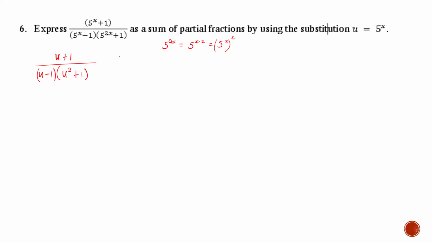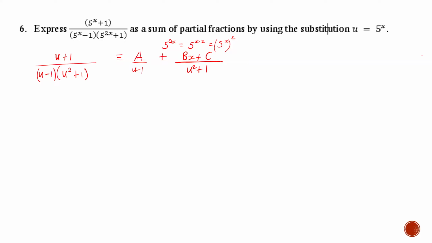Now, to express this as a sum of partial fractions, we have a linear factor in the denominator, and for the second one, we have a quadratic factor, and this cannot be further factorized as long as we're considering real factors. So this numerator here would be bu plus c. So we have a linear numerator when we have a quadratic denominator. So this is going to be u squared plus 1.